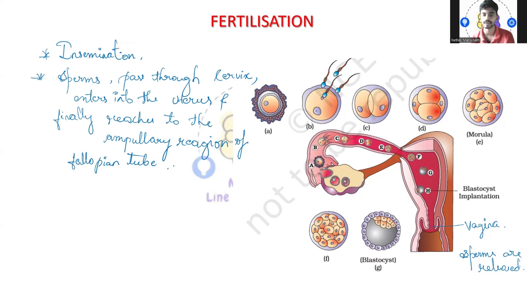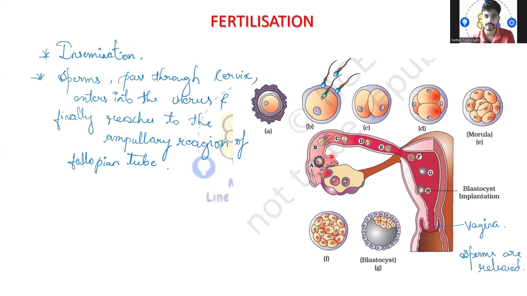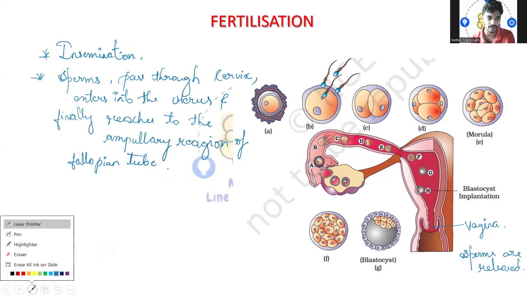So what you can see here is the fallopian tube and this is the ampullary region. The sperms pass through the cervical canal, enter into the uterus, and later reach the ampullary region of the fallopian tube. This is the fallopian tube basically. In the ampullary region, it normally passes, and the same thing goes here.